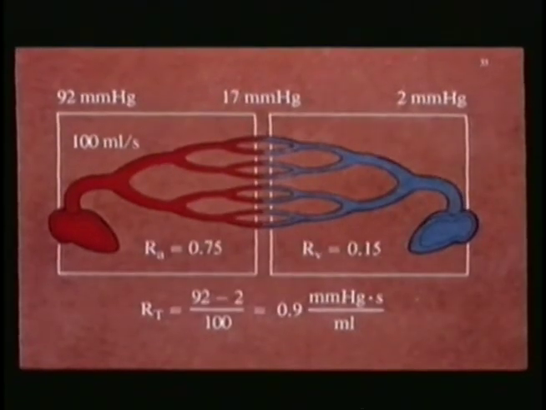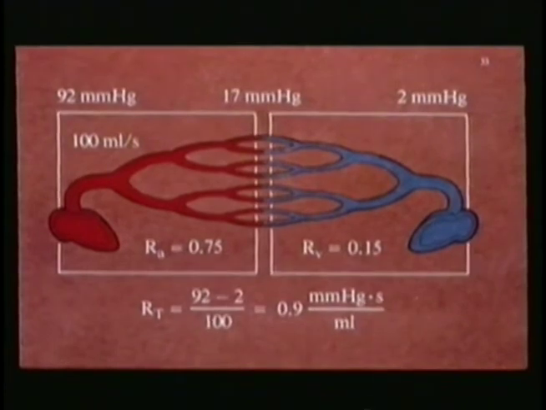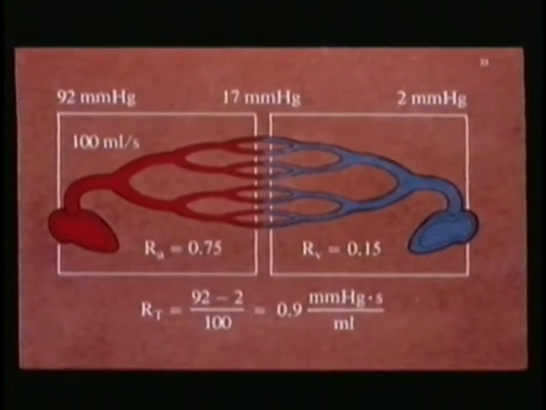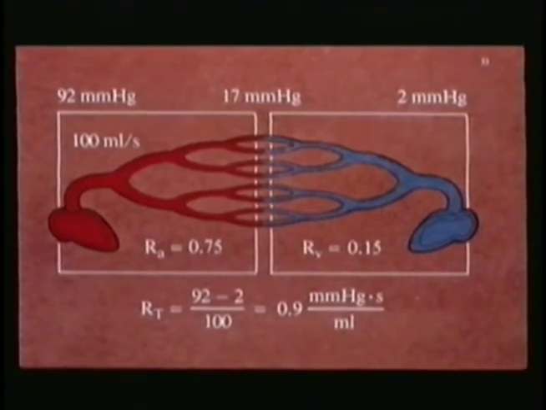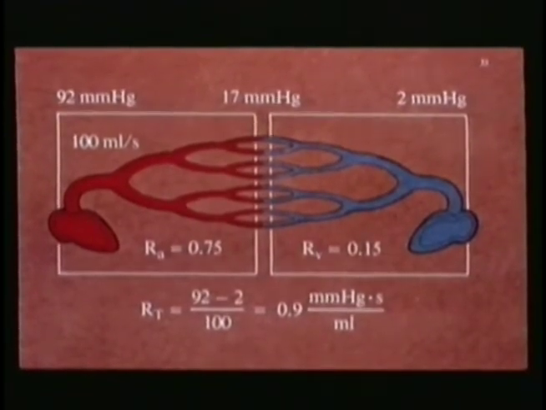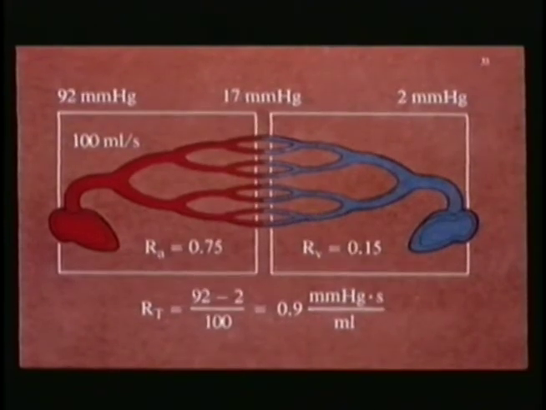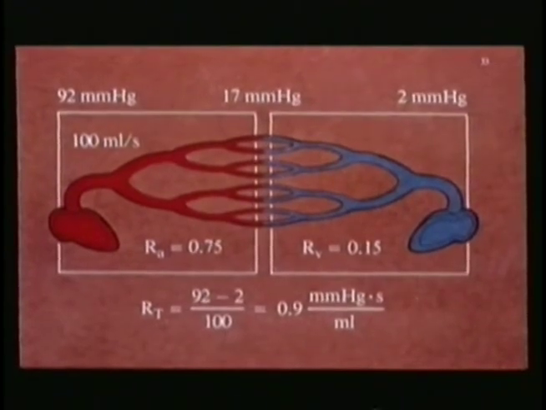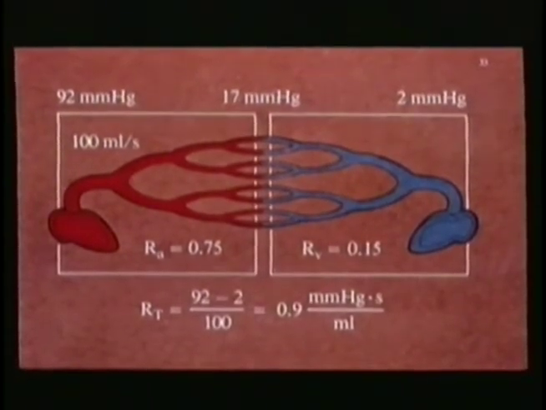33. The total peripheral resistance in the systemic circulation can be calculated as the difference between mean arterial pressure and right atrial pressure divided by the total blood flow. The total resistance, 0.9 millimeters mercury second per milliliter, is the sum of the pre- and post-capillary resistances.